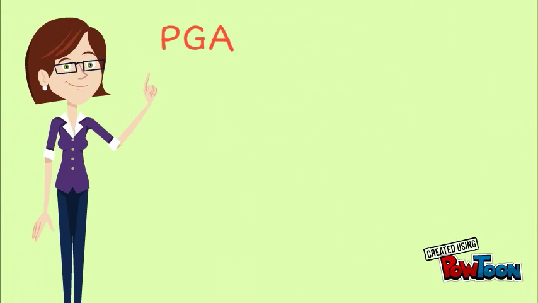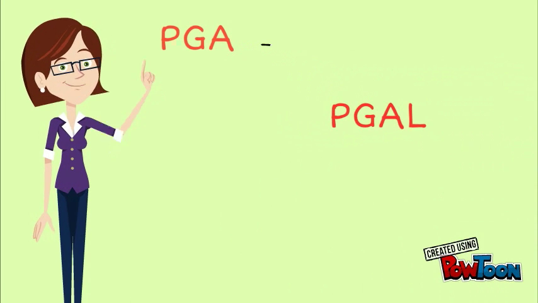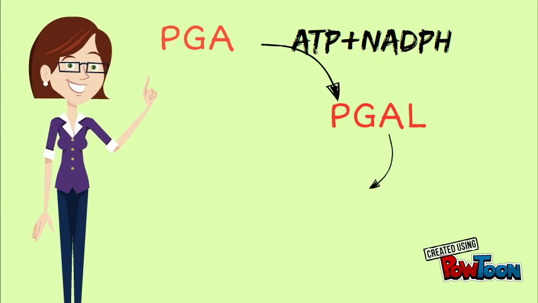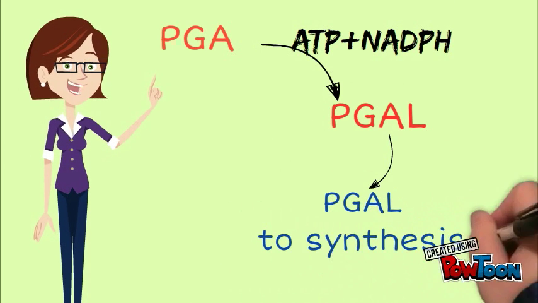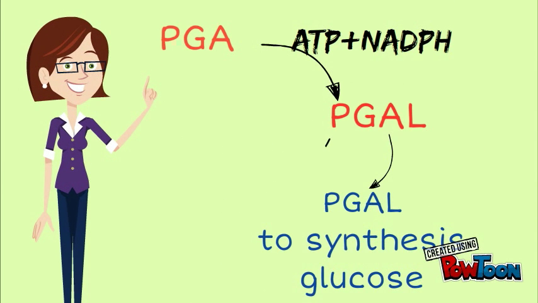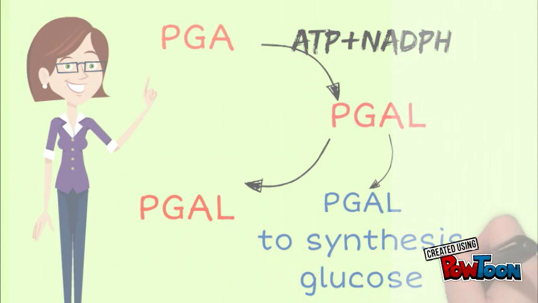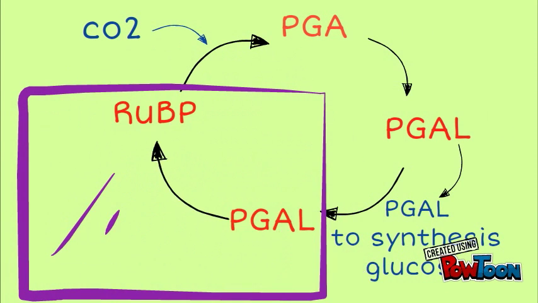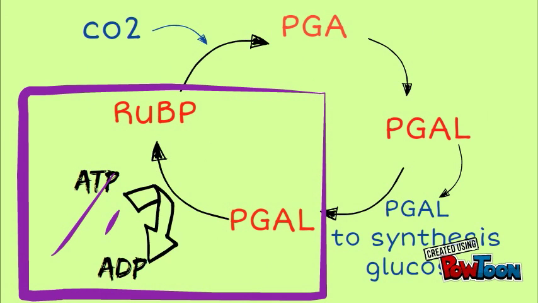PGA is reduced into PGAL using ATP and NADPH. Some amount of PGAL is used to synthesize glucose. The rest remains to reproduce RuBP. In the final stage, PGAL is regenerated into RuBP using the energy of ATP. This is the complete reaction of the Calvin-Benson-Bassham cycle.